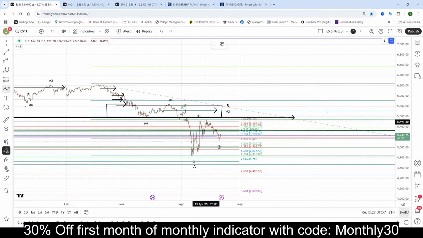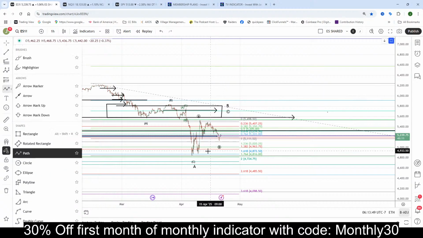So right now this C wave of B, this circle right here, B of this B, and now we're in C. This can be 3, 4, and 5 to make another low, and then back up into this box that I have drawn on here from 56 to 5800, extremely powerful supply zone. I would expect rejection from there. So I expect a bounce off of this low area. I expect rejection off of this high area.